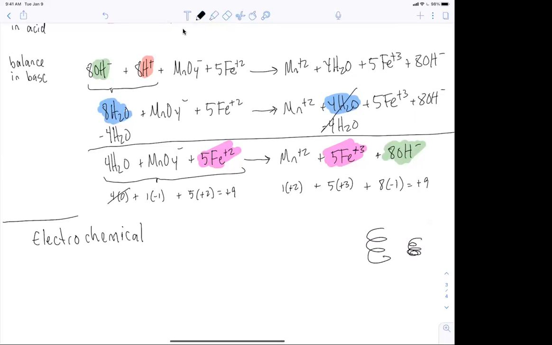I don't know. I draw it coiled even more tightly. Let's see.